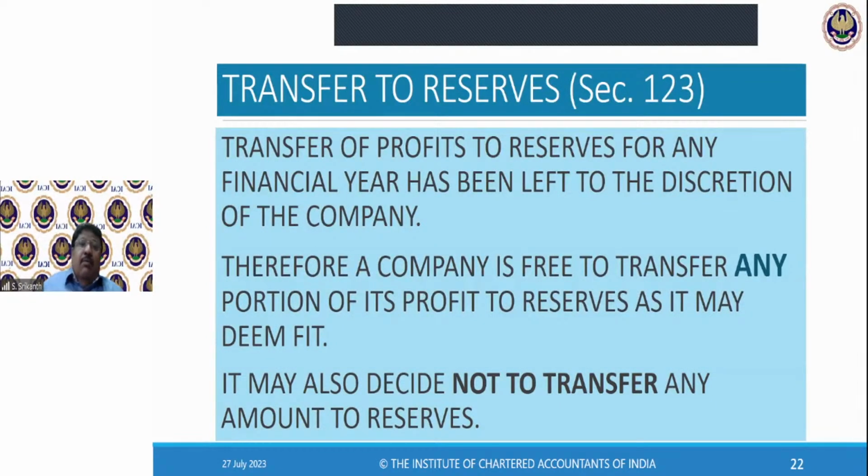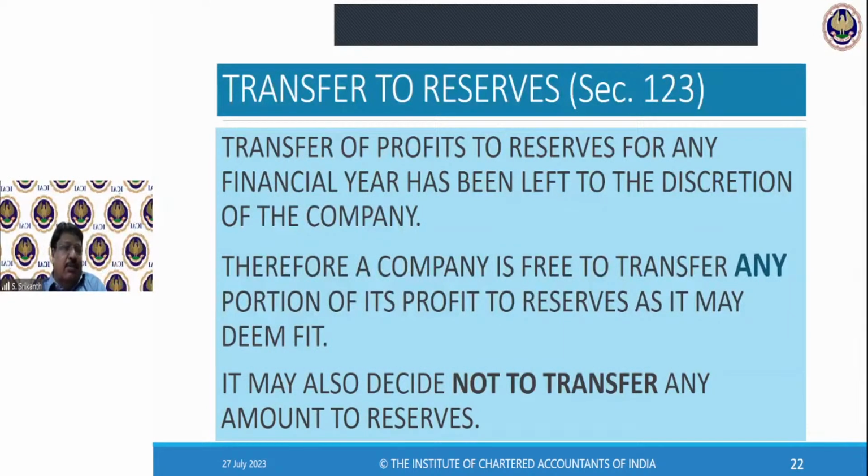Now, what is a reserve? I think you know it. I don't have to waste your time. Means out of the profits, out of the accumulated profits, you will carve out or you will clearly identify a certain amount and say this will be transferred to reserve. Idea is we will not use it immediately for payment of dividend. It will be kept for expansion, etc., etc. So that is called transfer of profits to reserves.